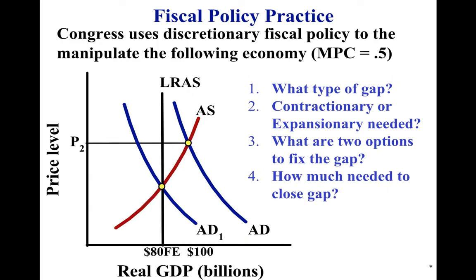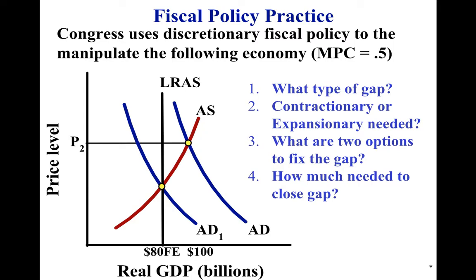Let's do the next one. Okay, so you've got a yellow dot to the right of the LRAS, so figure out what that gap is. Answer those 4 questions with an MPC of 0.5. Pause now. Okay, the type of gap there to the right is an inflationary gap, which means you need contractionary fiscal policy. You need to press the brake, which means you're either decreasing government spending or increasing taxes, ignoring the combo platter.